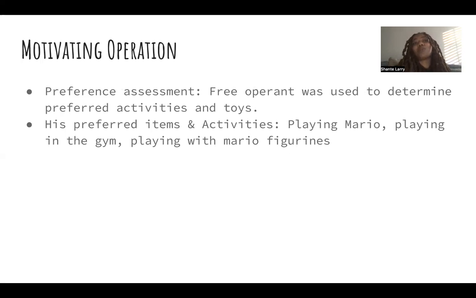Which goes into the next thing, motivating operations. So we did run a preference assessment. Free operant was used to determine preferred activities and toys. We took him around the center to see what items he engaged with the most, and then brought them to a room. Within that room, we tried to see which ones he preferred the most. His preferred activities and items turned out to be playing with Mario figurines. Peach was his favorite. And then playing in the gym. We have a jungle gym and a swing that he really enjoys.